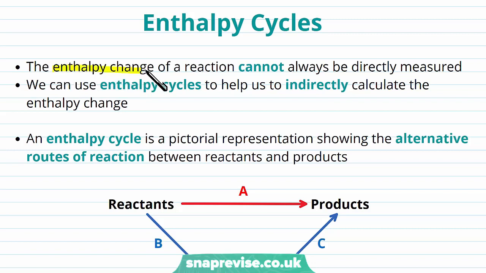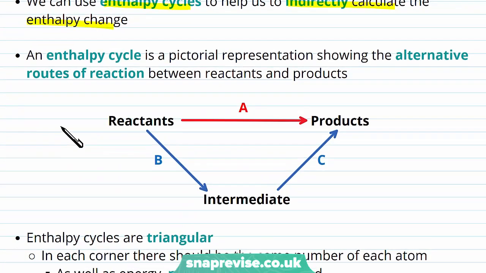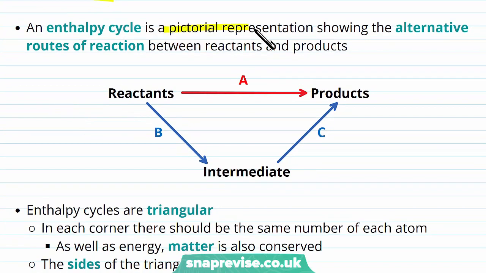The enthalpy change of a reaction cannot always be directly measured, so we can use enthalpy cycles to help us indirectly calculate an enthalpy change. So what is an enthalpy cycle? An enthalpy cycle is a pictorial representation showing the alternative route of reaction between our reactants and our products. So you can see we have our reactants and our reaction A forming our products.